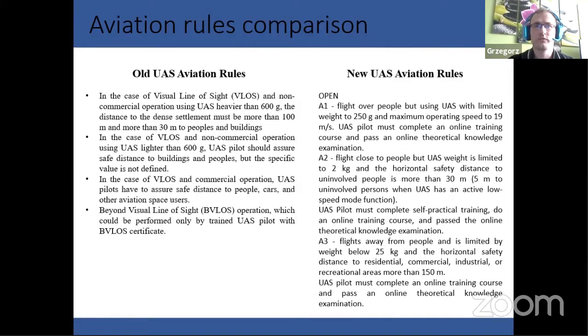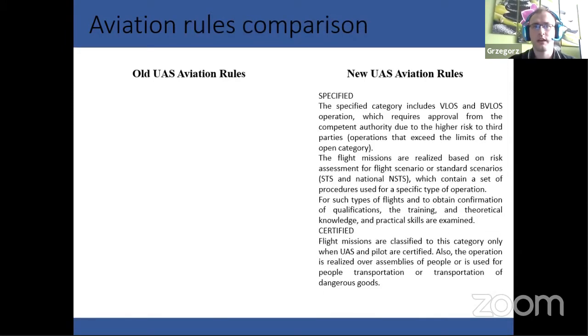So the UAS with a takeoff mass lower than 500 grams could be used in the A1 subcategory. In the case of UAS with a weight limitation of 2 kilograms, the minimum horizontal safety distance from people is 50 meters. The specified category requirements are described on the right side of the slide.